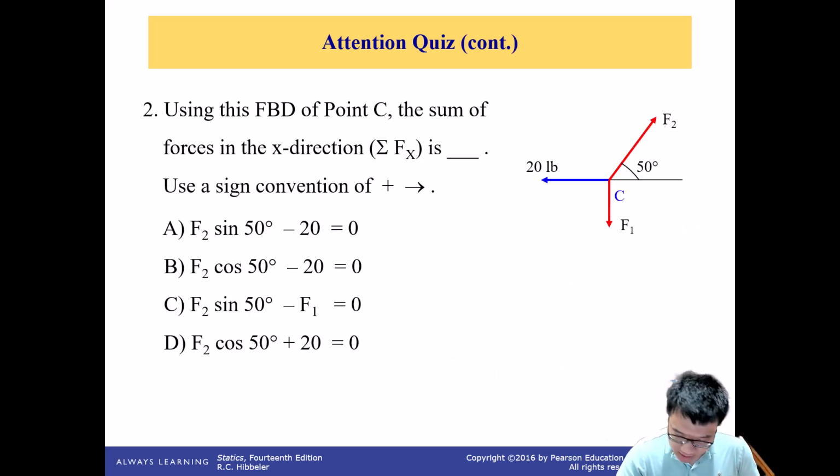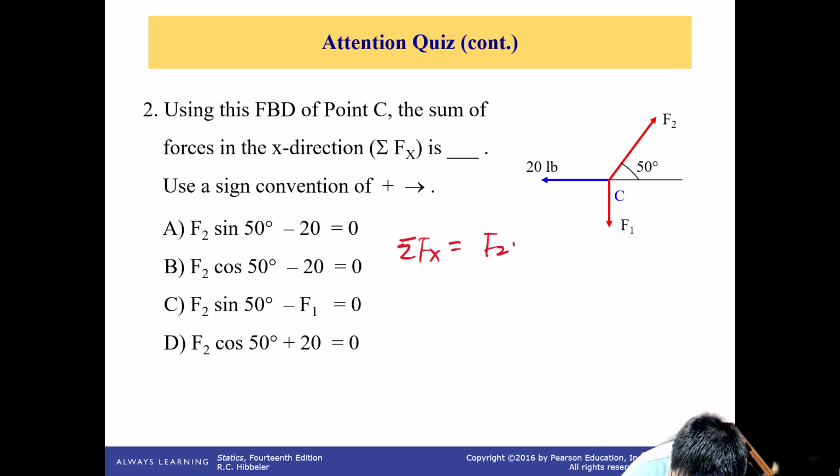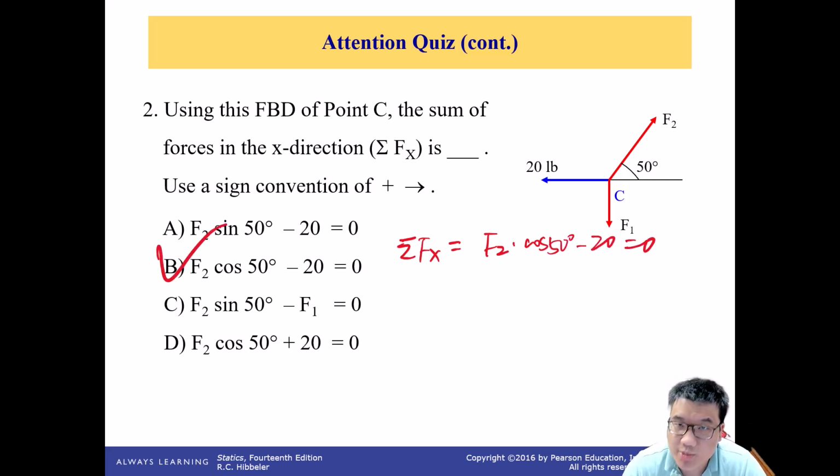Another quiz. Using the free body diagram of point C, the sum of the forces in the x direction will be: sum of Fx equals F2 times cosine 50 minus 20 equals 0. So the answer should be B. Okay, that's pretty much for today's lecture.